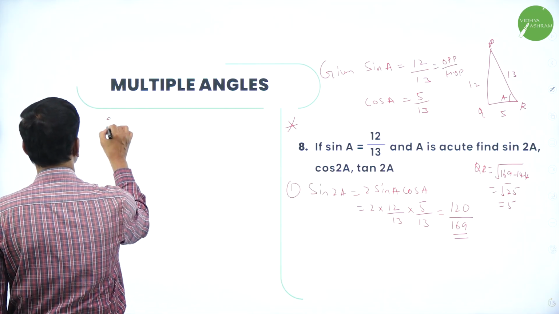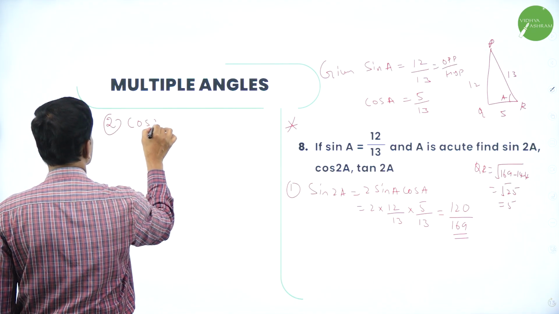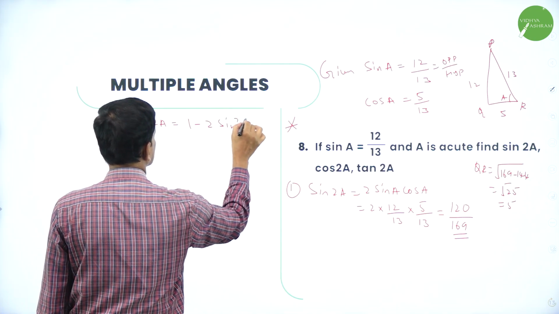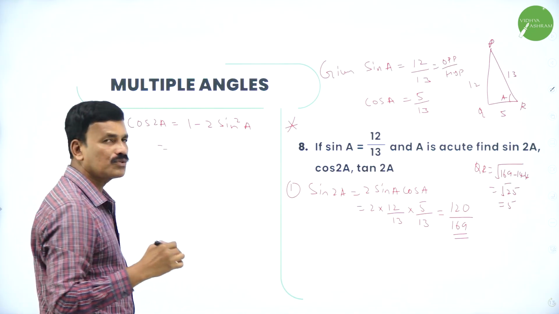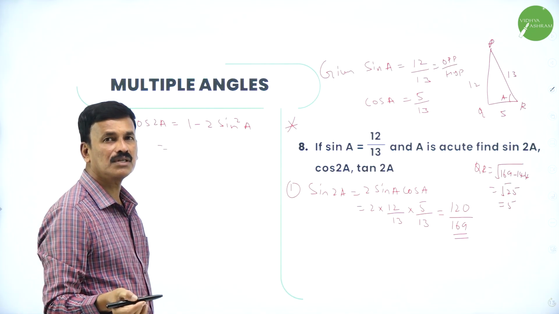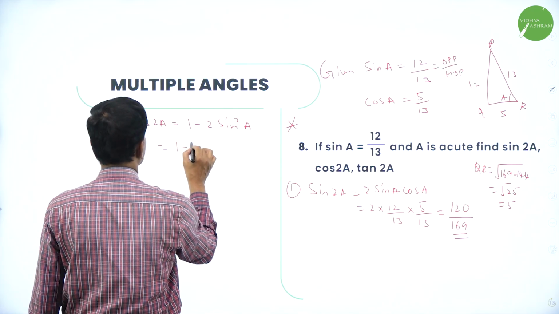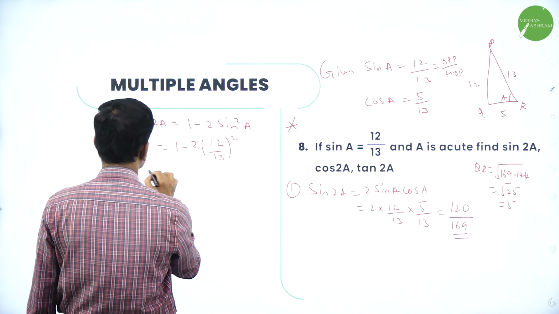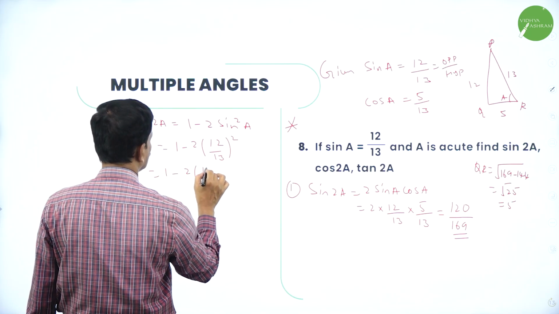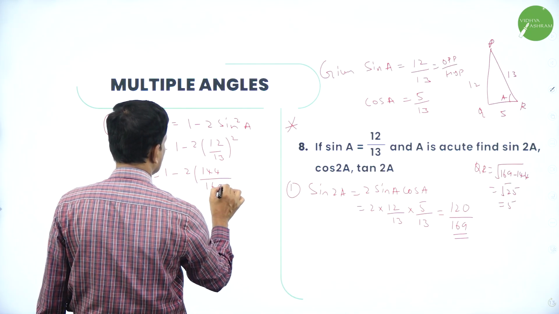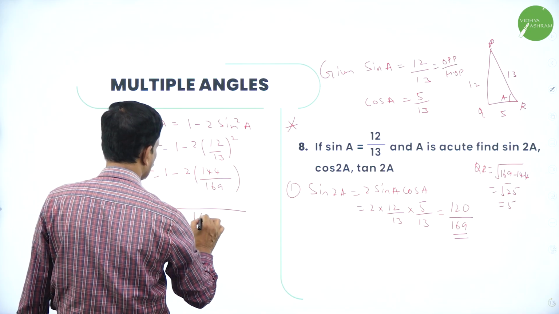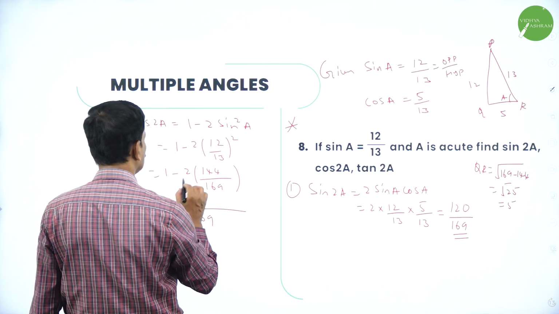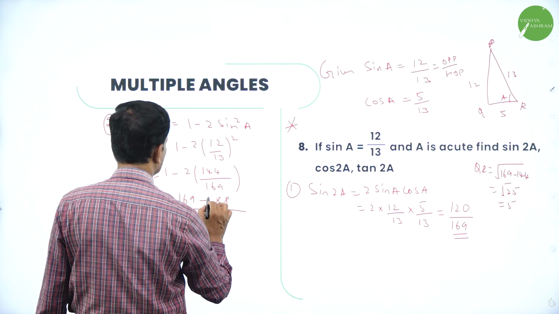Cos 2A. Cos 2A can be written as 1 minus 2 sin square A, or you can also write 2 cos square A minus 1, or cos square A minus sin square A. So, 1 minus 2 into sin square A, that is 12 by 13 whole square. So this is 1 minus 2 into 144 divided by 169. Take LCM, 169 is the LCM. 169 minus, multiply by 2: 2 fours are 8, 2 fours are 8, 2 ones are 2.